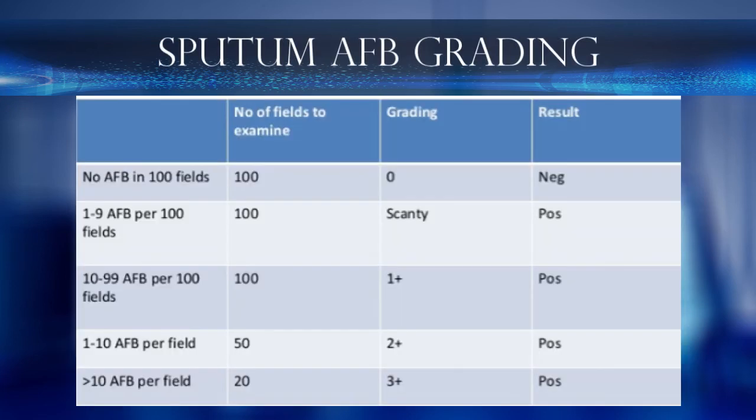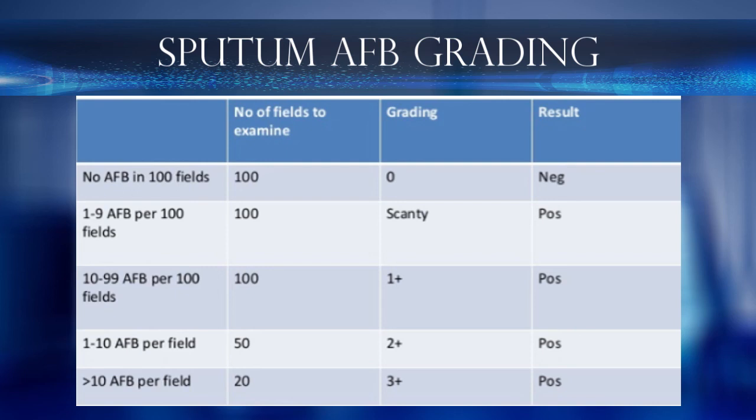And this is the grading of sputum smear or AFB grading. The number of AFB per 100 fields, if it is 0, then the result is negative. 1 to 9 AFB per 100 fields, this grading is scanty and resulted positive. 10 to 99 AFB per 100 fields, grading is 1 plus, result is positive.